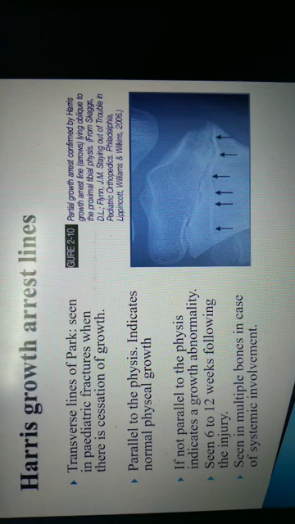Harris growth arrest lines. What do these lines deal with? Normally, along with the physeal growth plate, some parallel lines will be seen in the X-ray. These parallel lines indicate normal physeal growth. But if there are any abnormal parallel lines, then some growth abnormality can be indicated. It can be seen in 6 to 12 weeks following the injury, and in multiple bones in case of systemic involvement. And these are the X-rays showing the Harris physeal lines.